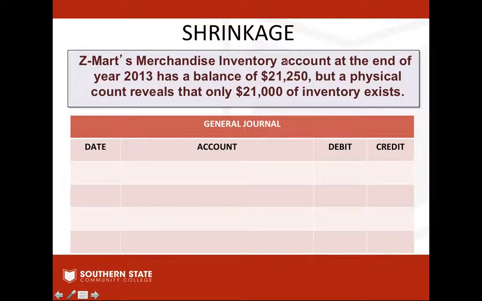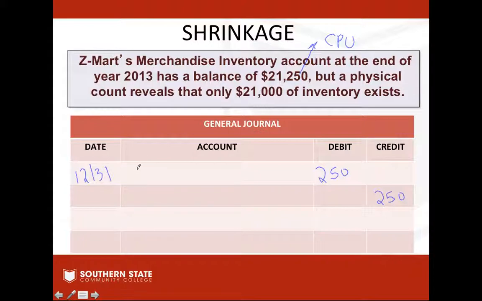Z-Mart's merchandise inventory account at the end of the year in 2013 has a balance of $21,250. That is according to the computer. That's what our computer says we have in inventory. But a physical count reveals that only $21,000 of inventory exists. So there's a discrepancy. We really only have $21,000 worth, but the computer says we have more. So we need to make an adjustment to bring our inventory down. We said it was going to be at the end of the year, so 12/31. We need to make an entry, and it looks like we need to make it for $250. That is the difference between what is on our books and what the physical count said we had on hand.